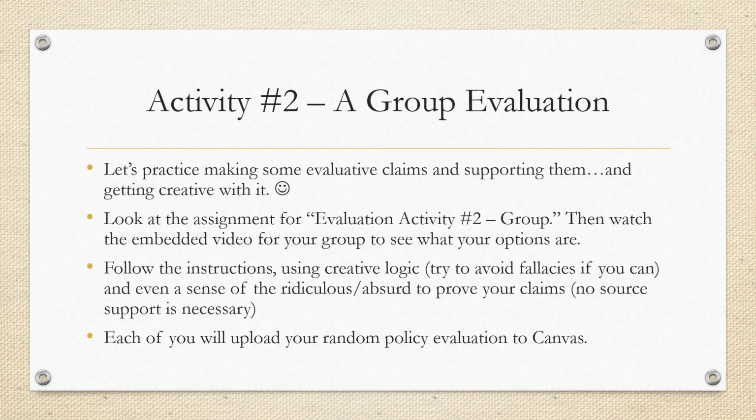All right, so let's pause for a moment. And we're going to do something rather fun, rather creative, a group evaluation. So you're going to look for the assignment for evaluation activity 2 group. You're going to watch the embedded video for your group to see what your options are. I had a little wheel that just randomly chose 4 claims and 4 policies. So they're completely randomly selected. I didn't set up anybody for success or failure. There's good options in all of them.